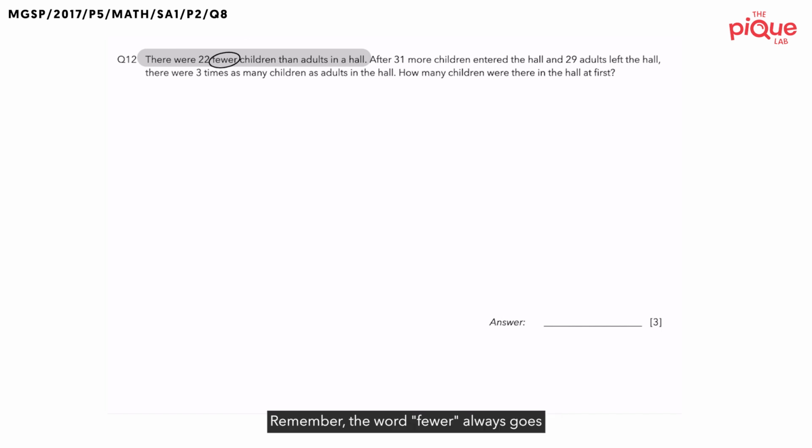Remember, the word fewer always goes to the first person in the sentence, and in this case, it is children. The opposite of fewer is more. In this first sentence of the question, who has more? It is the adult. Let's attempt to use a model to help us see the question. We will use a comparison model for this question because we are comparing the children with the adults.